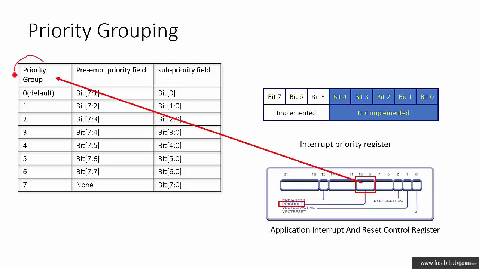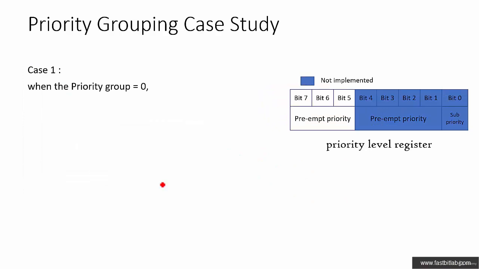By the way, you can control the priority grouping by changing the value of this register, the Application Interrupt and Reset Control Register, which is part of the SCB. You have to modify these bit fields. By default, this is 0. Let's take up some case study.